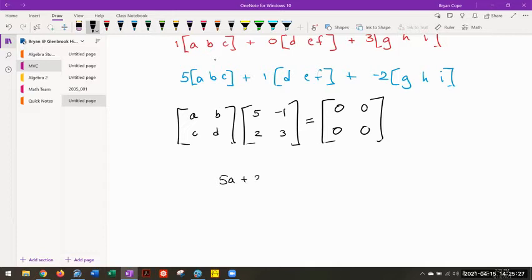5, -1, 2, 3. Okay, so watch, we're just going to set up a system. It would go 5a plus 2b equals 0. Right? And we could say negative a plus 3b equals 0. 5c plus 2d equals 0. And, just lost my train of thought. Negative c plus 3d equals 0.